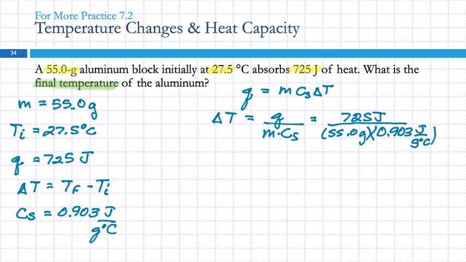Again, dividing by two numbers multiplied, so be careful. 725 divided by open parentheses 55 times 0.903, close the parentheses, equals. I've got 3 sig figs in all of those, so 14.597 degrees Celsius.